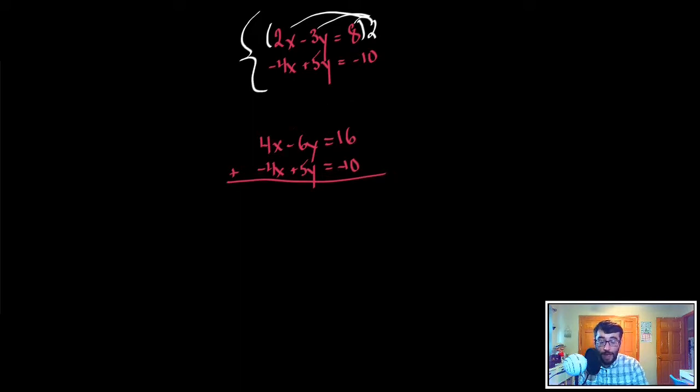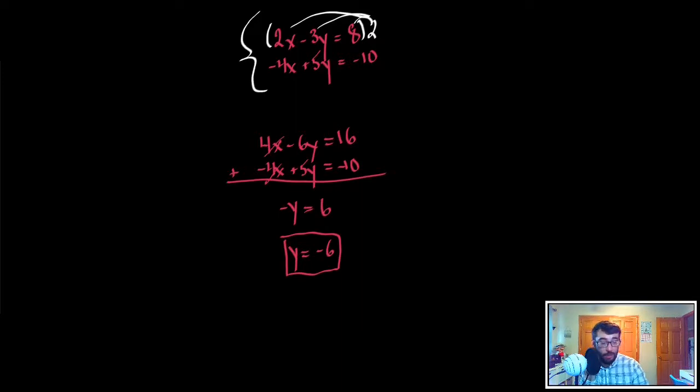So now I'm going to add these together. The 4x's eliminate one another. Negative 6y plus 5y is going to be a negative y is equal to, 16 plus negative 10 is 6. So all I'm left with is negative y is equal to negative 6, and I can just divide each side by negative 1, and I get y is equal to negative 6. Boom! Y is already solved for, half the battle.